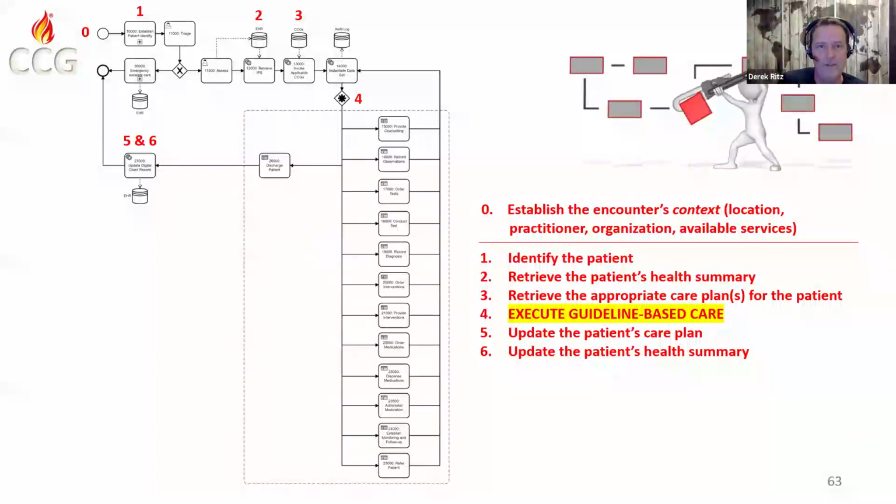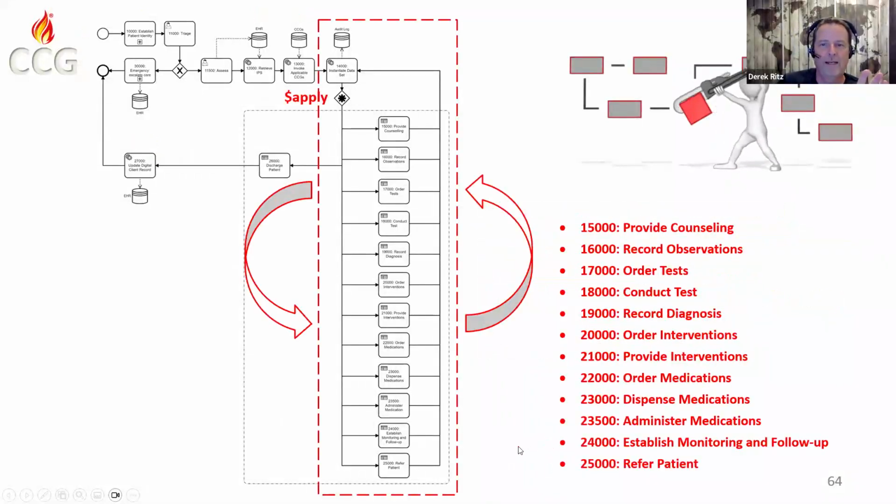But keep in mind, the idea here is that there's a bunch of predecessor stuff I have to do. And then at step 4, which is here, I basically go through an iterative process of doing one of, I think, about a dozen things here. And these are the verbs that you can use to express a computable care guideline.